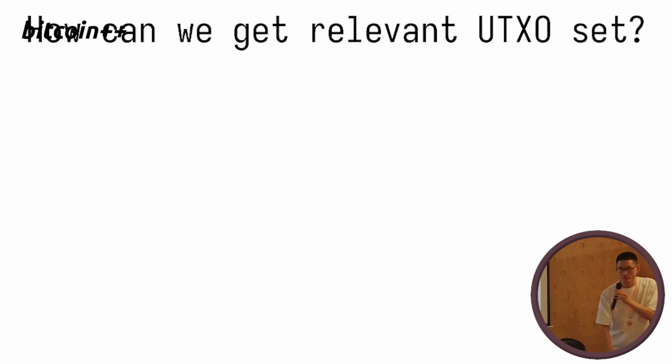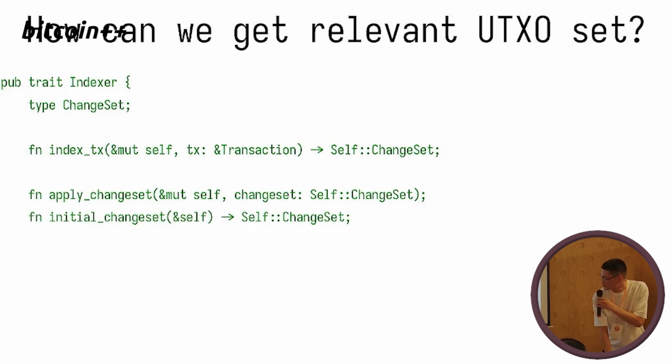And then another question is how do we get the relevant UTXO set? Because we talked about transactions, but we can't really talk about UTXOs. So, with an index.